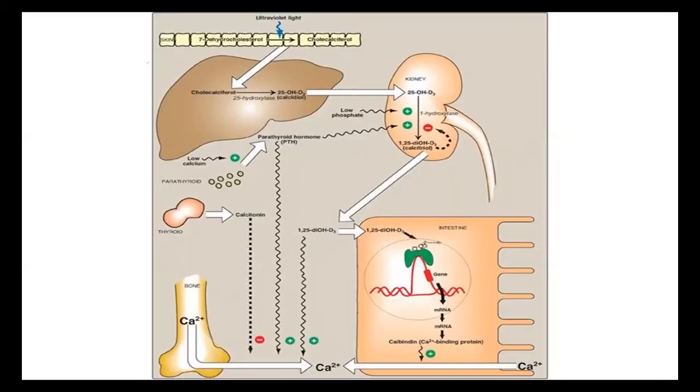In the skin, there is 7-dehydrocholesterol, an intermediate in cholesterol synthesis. When the dermis or epidermis layer of skin is exposed to sunlight, the UV rays act upon it and convert it into cholecalciferol. Cholecalciferol is vitamin D3, as I told you before. It is an inactive form of the vitamin. Now, the cholecalciferol moves to the liver.